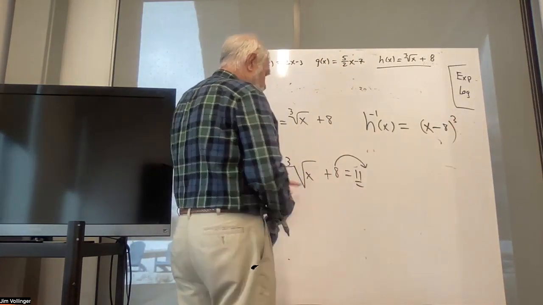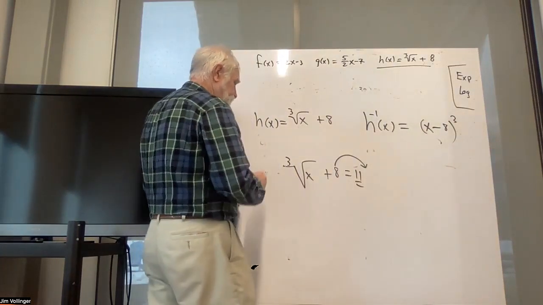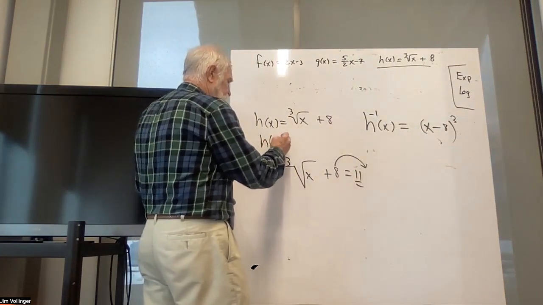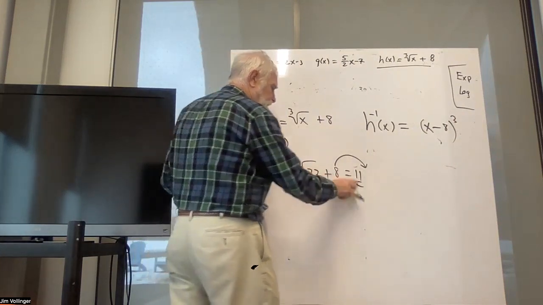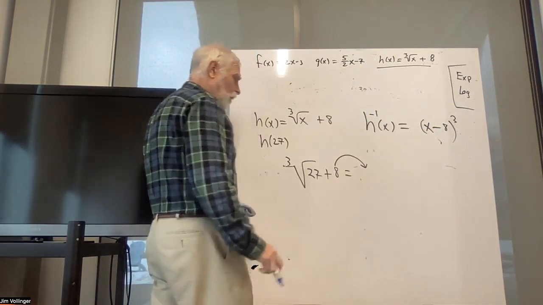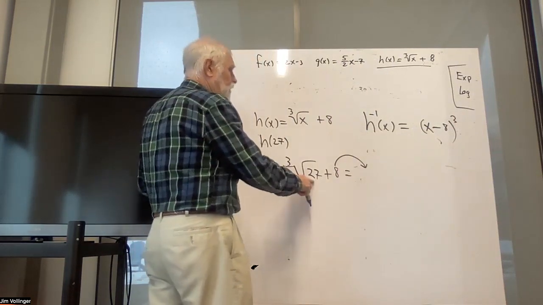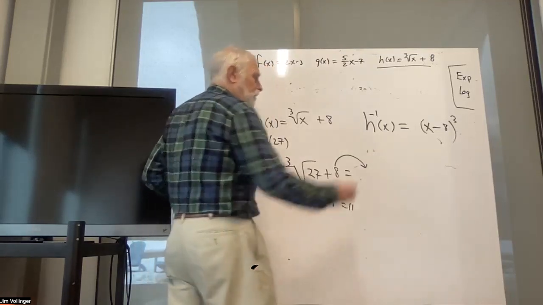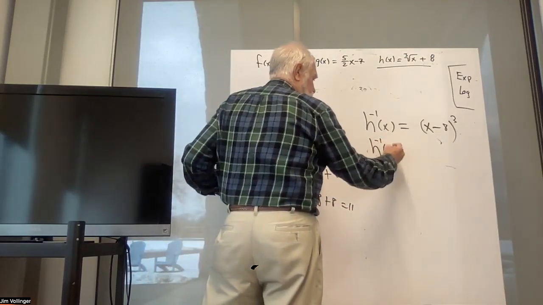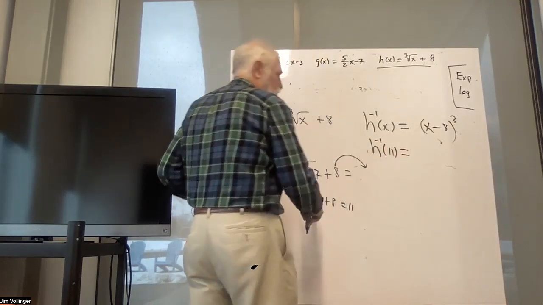Now, what number would I pick here? Something like 27. h of 27. Let's see what 27 gets us. I don't think it's going to get us 11. Maybe it will. Oh, it did. Cube root of 27 is 3, and 3 plus 8 is 11. Therefore, the inverse of 11 should get me a 3.